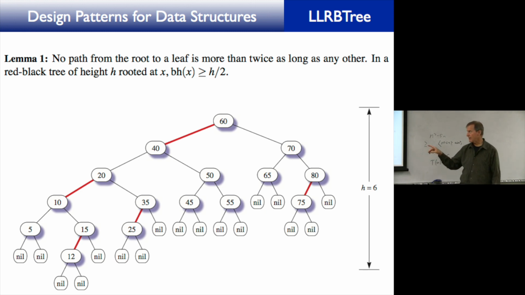And you can see why that is. That's because the shortest one has blacks all the way down, and the longest one has as many reds all the way down as possible. But what's the limit on the reds? You can't have two what? Reds. Two reds in a row. So do you see why that is?